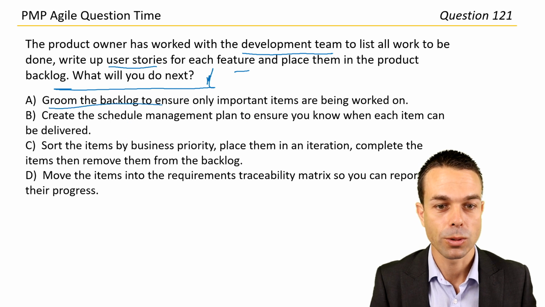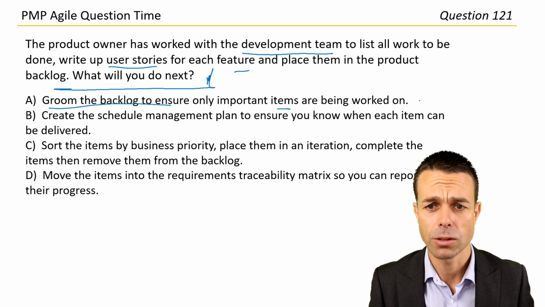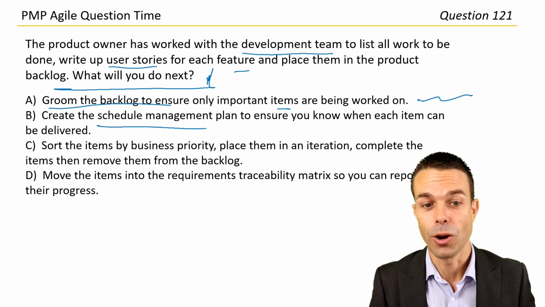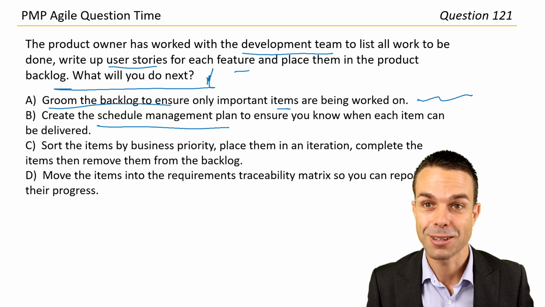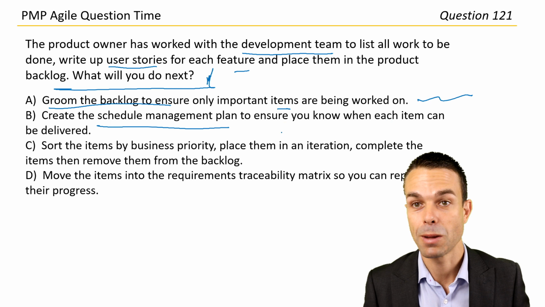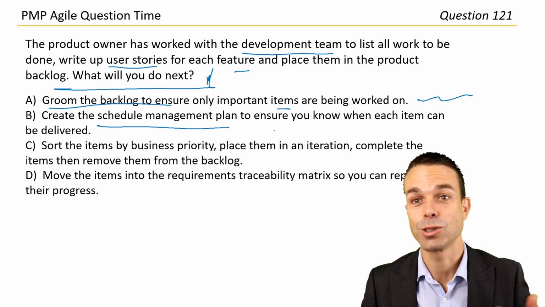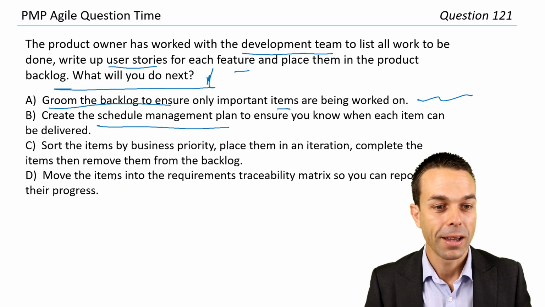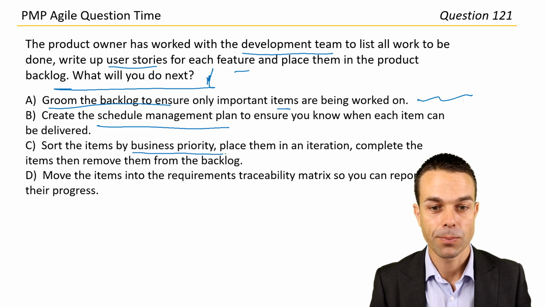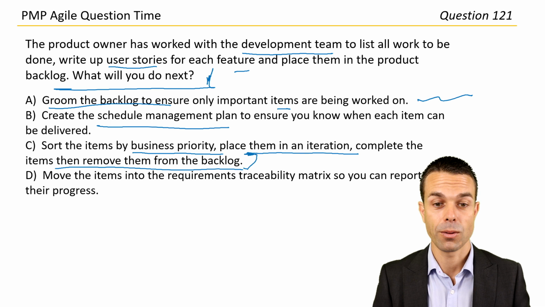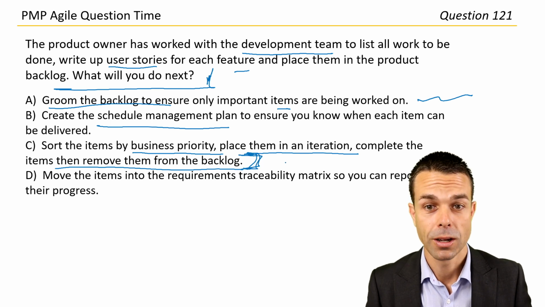Groom the backlog to ensure only important items are being worked on. I mean, that's kind of okay. Create the schedule management plan. No, that's more of a predictive or a waterfall approach there. Schedule management plan and your project management plan and your quality management plan and your scope management plan, all of those things are predictive or waterfall approaches. Sort the items by business priority, place them in an iteration, complete the items, and then remove them from the backlog. Whoa, that's a whole mouthful there. But yes, that's exactly what we'll do.